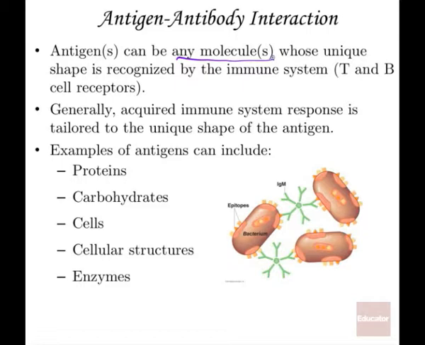So generally, these B and T cells are especially modified in relationship to recognition of the antigen. Some examples of antigens can include proteins, carbohydrates, cells, whole cells, cellular structures, enzymes, particles. All kinds of things can actually serve as antigens.